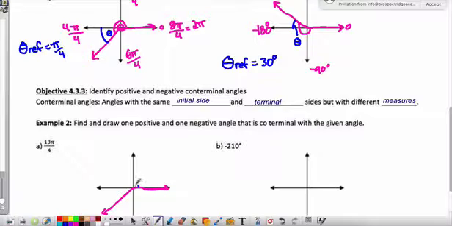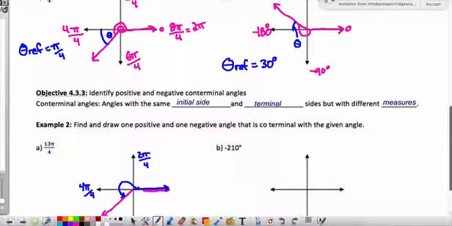So if I go from here this way, well, how far around is that? Well, remember our measurements up here. This was 4 pi over 4. This is 2 pi over 4. This is 6 pi over 4. Scooch down a little bit.